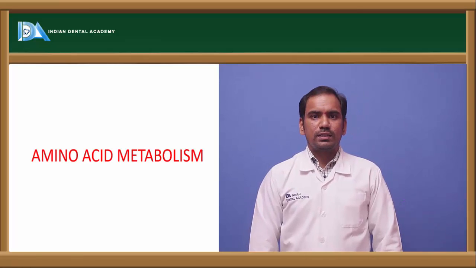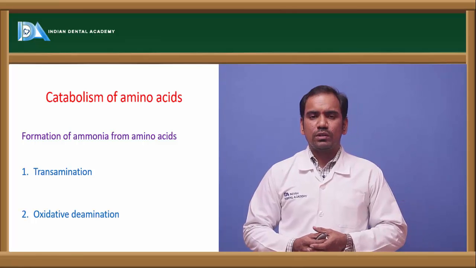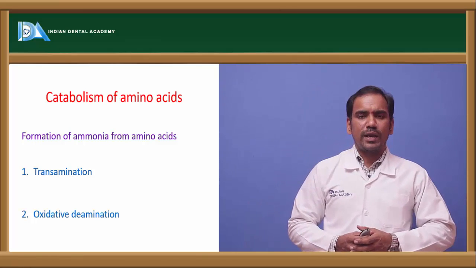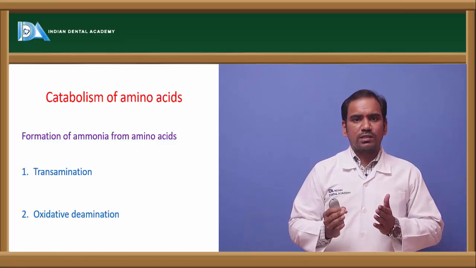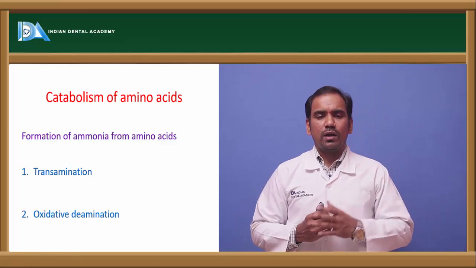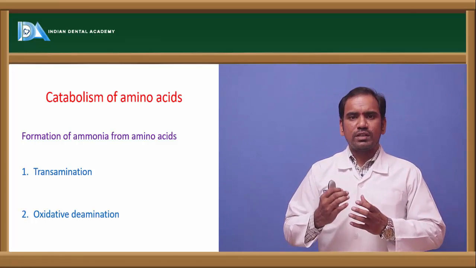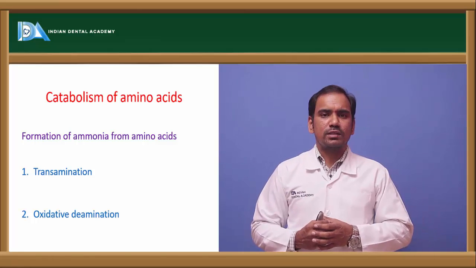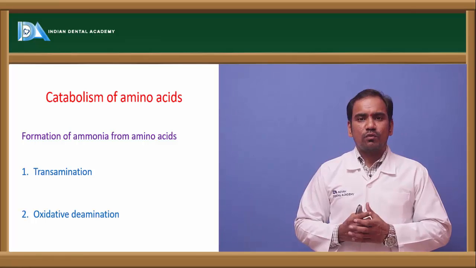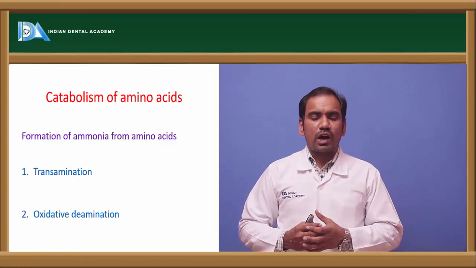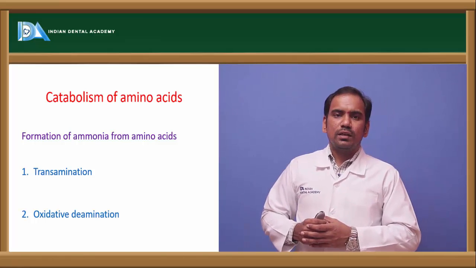Coming to next metabolism, amino acid metabolism. So in this first we are going to see about what is the fate of amino group in an amino acid. When you see the structure of amino acid, it has two functional groups, amino group and carboxyl group. When amino acid undergoes catabolism, the first step is removal of amino group. Here we will discuss what happens to that amino group after its removal, how it is removed and how it is transported to the liver.